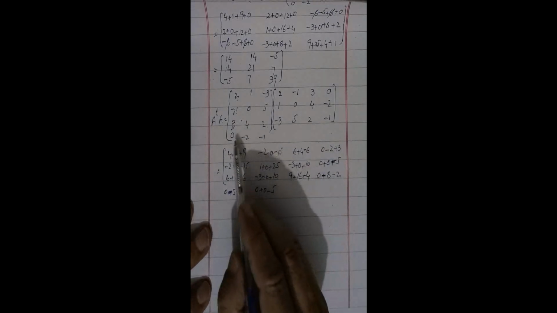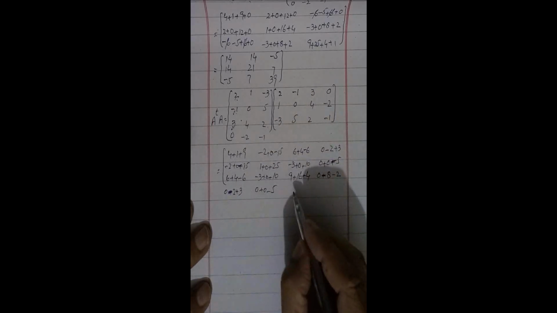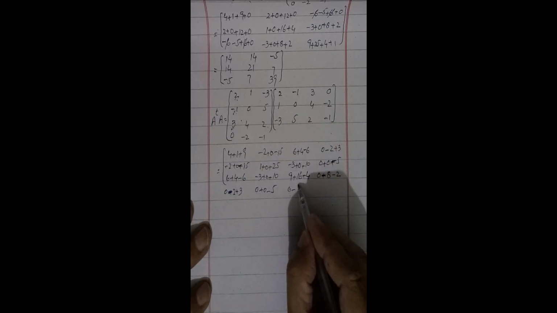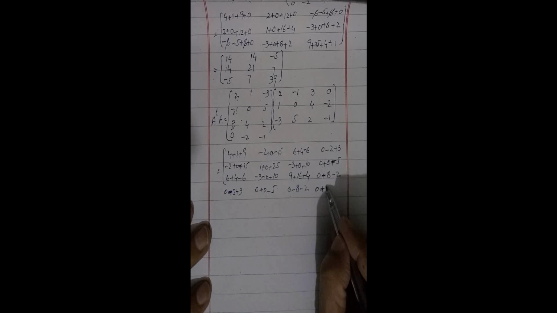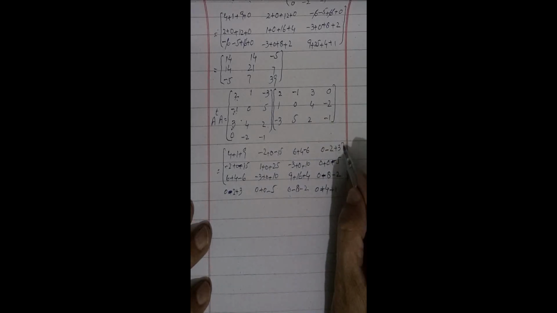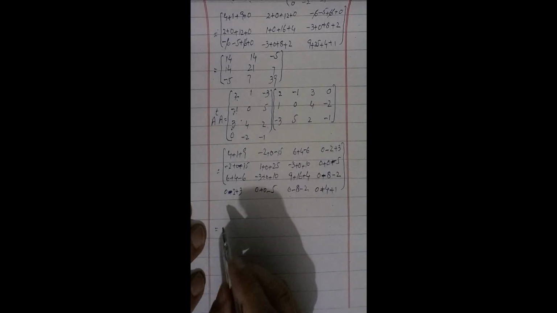Now the fourth row with the third column is 0 multiplied by 3 is equal to 0, minus 2 multiplied by 4 is equal to minus 8, minus 1 multiplied by 2 is equal to minus 2. Now the last row, fourth row and fourth column is 0 multiplied by 0 is equal to 0, plus minus 2 multiplied by minus 2 is equal to plus 4, minus 1 multiplied by minus 1 is equal to plus 1.